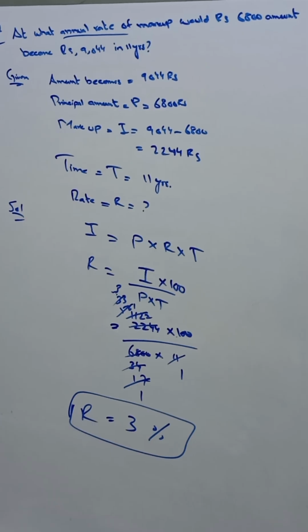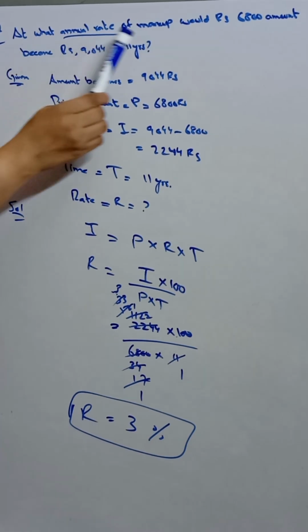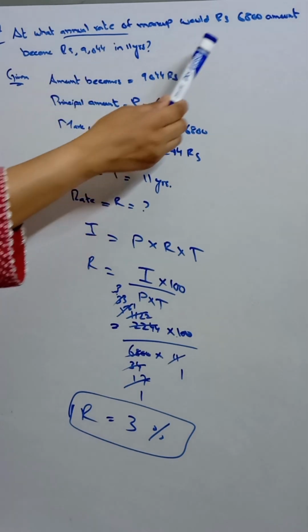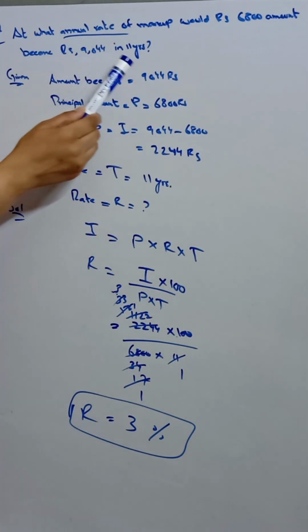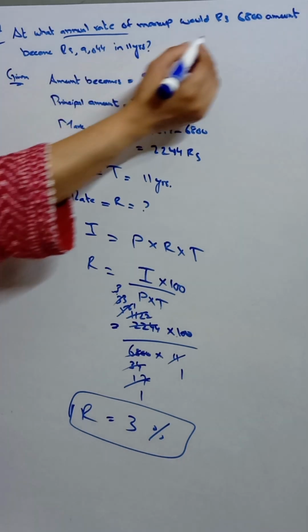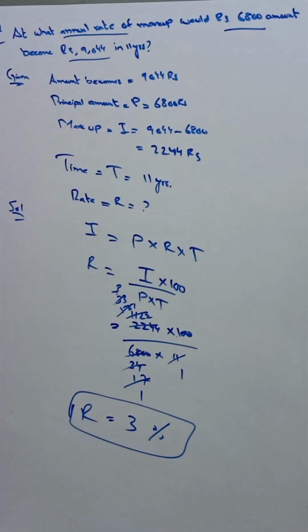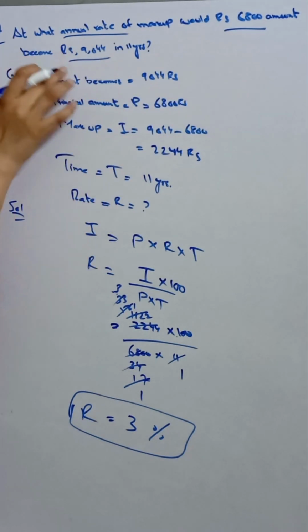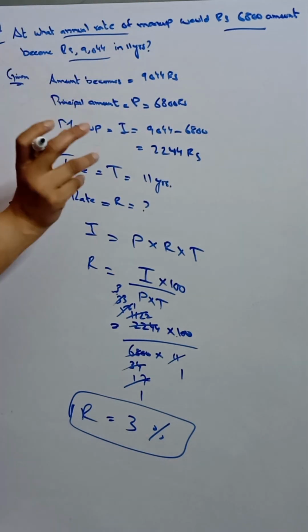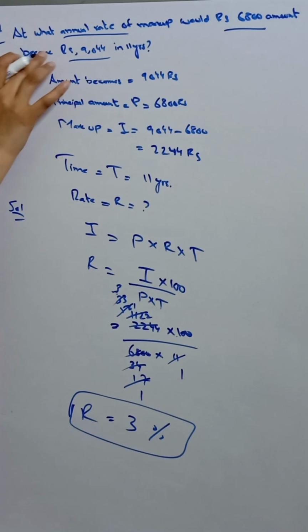So let's begin. Question is, at what annual rate of markup, meaning rate of interest, would rupees 6,800 become 9,044 in 11 years? Time duration is 11 years. Now we have to find the markup rate, but in this we don't have the markup. They are saying that this actual amount, 6,800, becomes 9,044 in 11 years. Find markup. Markup means find interest and find its rate also.